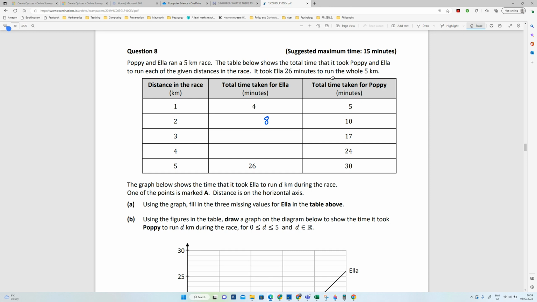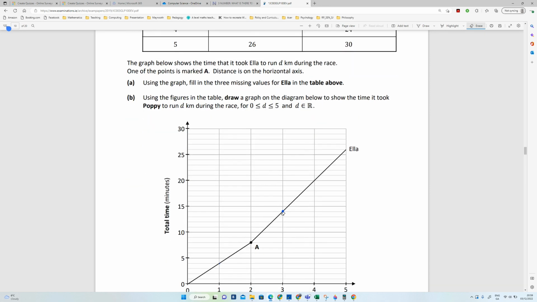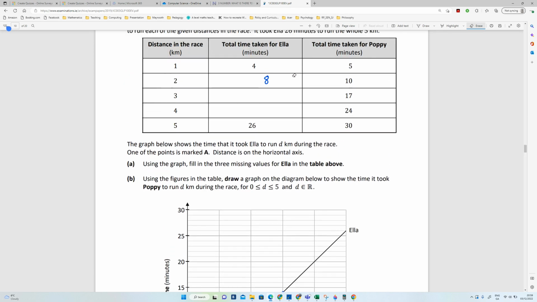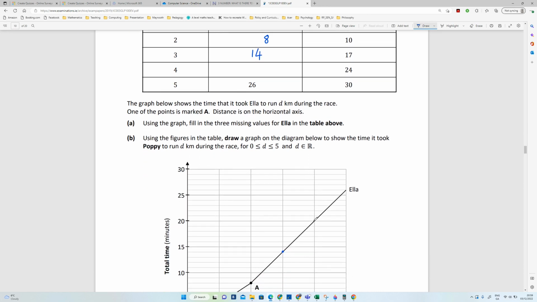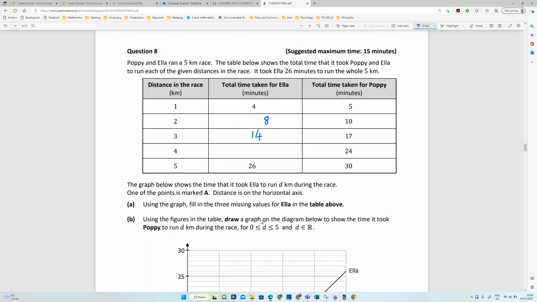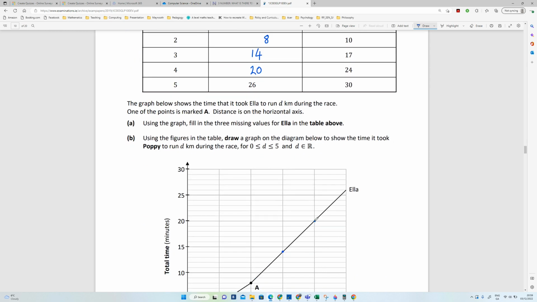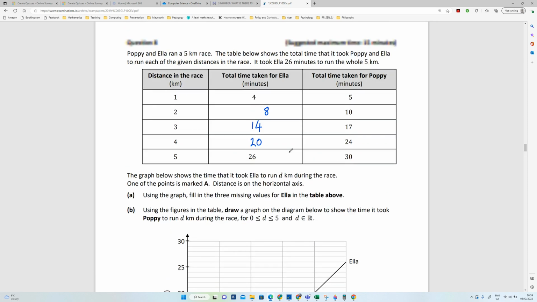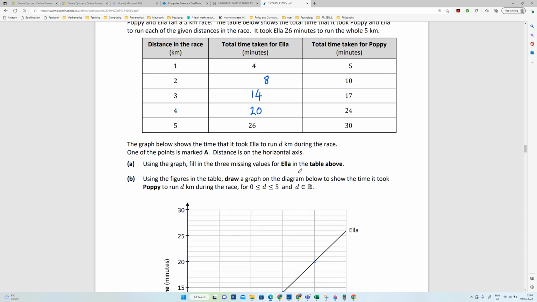Okay, so the next one is 14, as we said. The next one then is on 20. So it's right there. The fourth kilometer was another 6 minutes, which would bring her up to 20. And then the last one, if we just check it, is up to 26. So 20 to 26, that's another 6. So that's fine. That's the first part done. We filled in the 3 values that are missing.